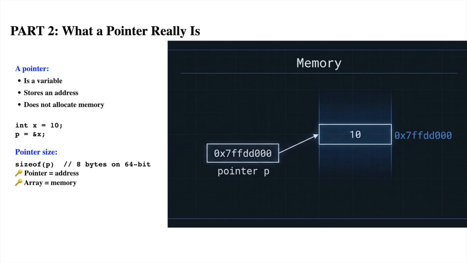Part 2: What a pointer really is. A pointer is a variable which can store an address and does not allocate any memory. Let's take an example. If int x equals 10 and p is a pointer, then it can hold the address of x. The size of a pointer is 8 bytes on a 64-bit processor, and 4 bytes on a 32-bit processor. A pointer is an address and an array is memory. If you want to know more about pointers, you can watch the second episode of this series.